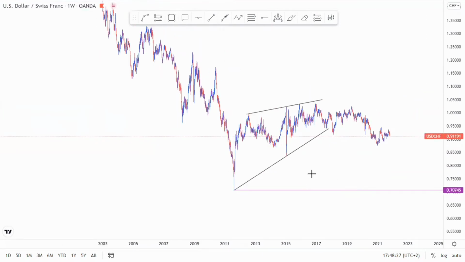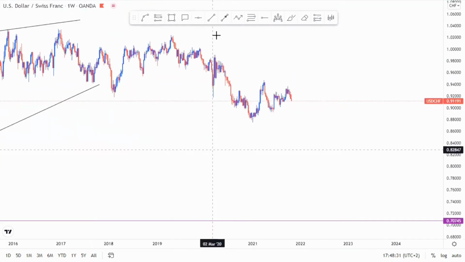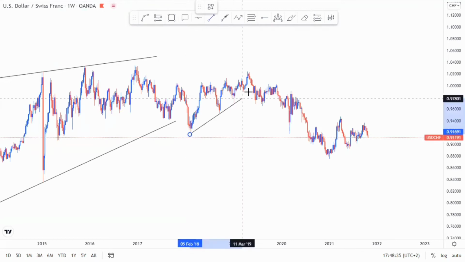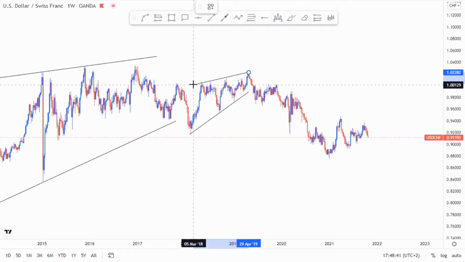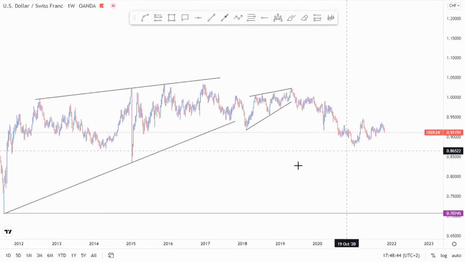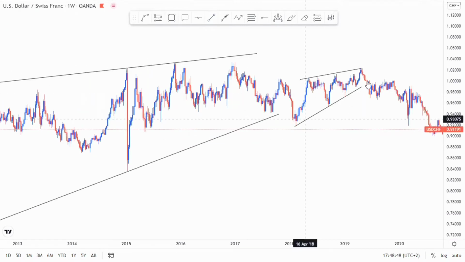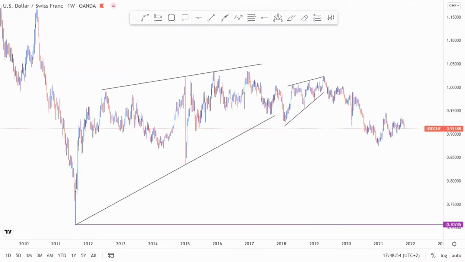And as you can see, we've broken out of this pattern. Then on the outside of the pattern, we find another pattern, a continuation pattern similar to the bigger pattern. This is also a rising wedge or an ascending pattern. As you can see, breakout, continuation pattern, breakout going to the downside. This is clear.